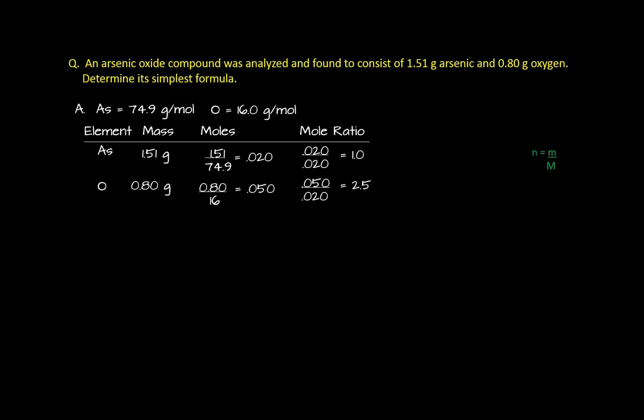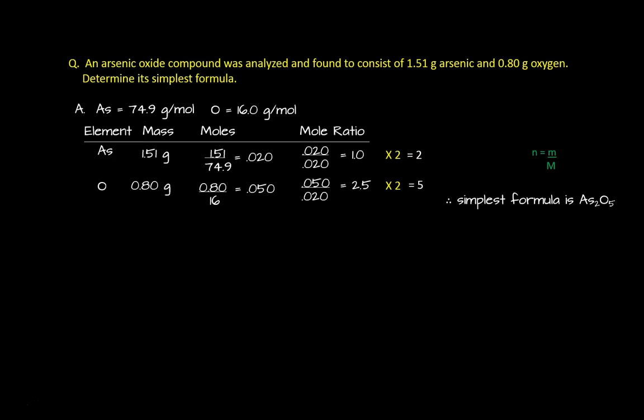Now we don't have neat whole numbers as we did previously. So you ask yourself, what number can I multiply 2.5 by to get a whole number? Well, that would be 2, which gives us 5. Multiplying the first one also by 2 gives us 2. And now we have the new ratio 2 to 5, so our simplest formula is then As2O5. So that ends this one.